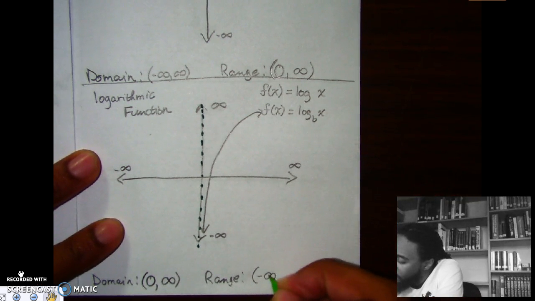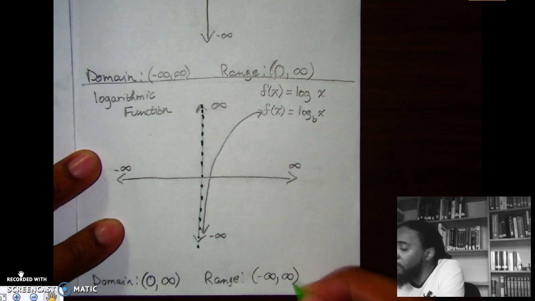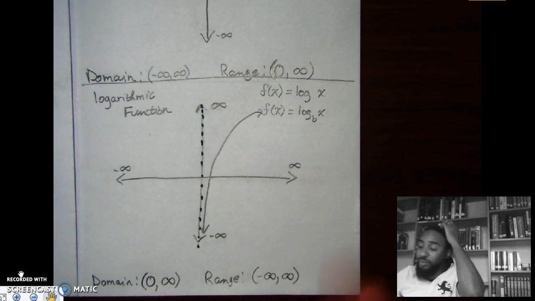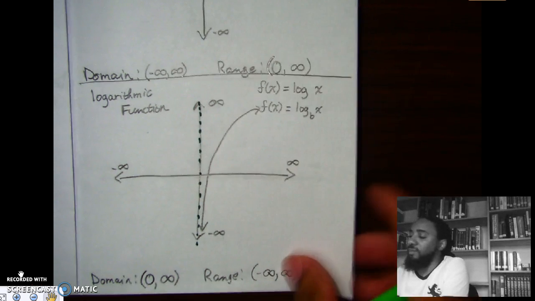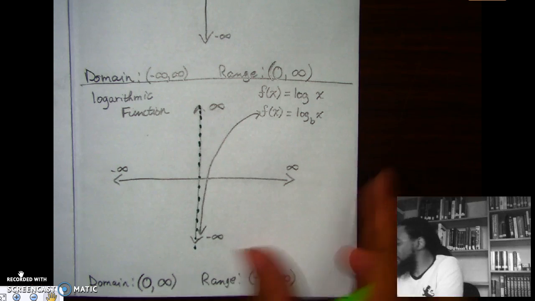So it's flipped. And one thing we're going to learn about log functions and exponential functions is that they're inverses of each other. So if you flip one on top of the other, they're the exact same function. So they're inverses. They just flip the x and the y values. We'll talk about that later. That's a later thing.